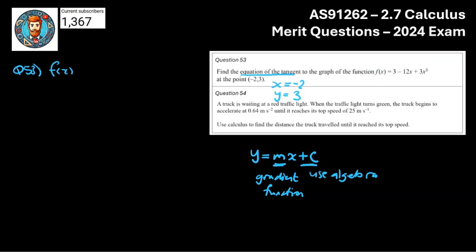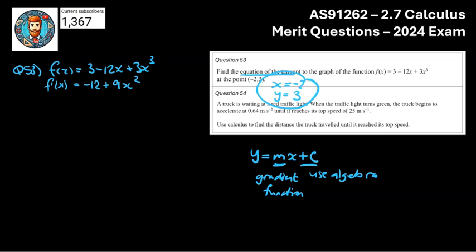So we've got f(x), this is me rewriting the question, is 3 minus 12x plus 3x cubed. Let's differentiate this function. So that 3 will differentiate to 0, so we can ignore that. Negative 12x differentiates to negative 12. And then 3x cubed, so that's going to be the coefficient times the power. So what's that going to be? 9. So it's going to be plus 9x squared. So that's my derivative. So I should write f dash x there, shouldn't I?